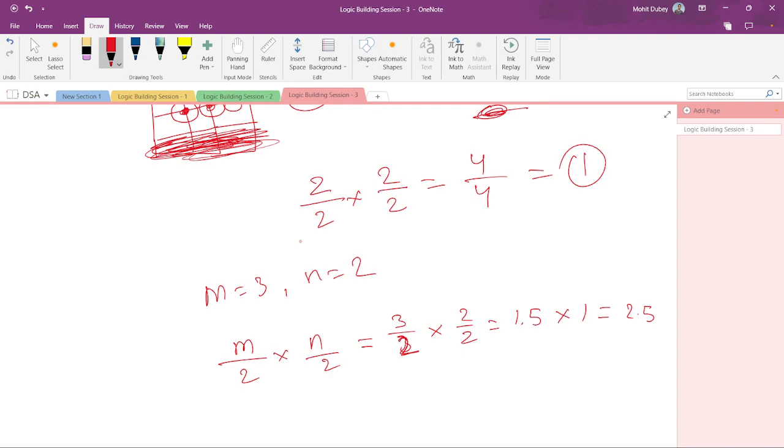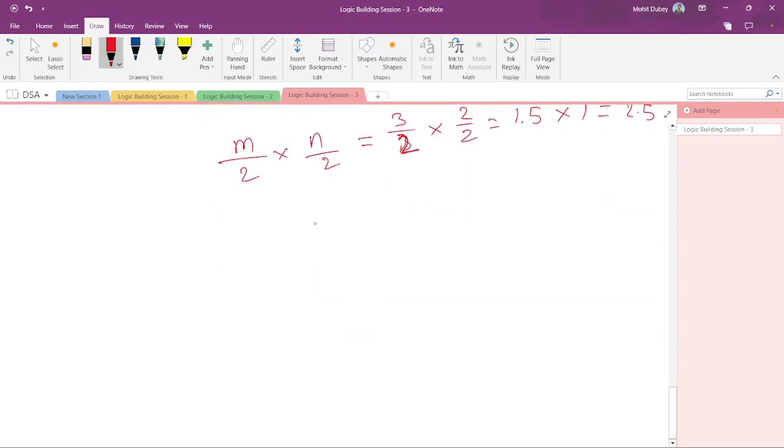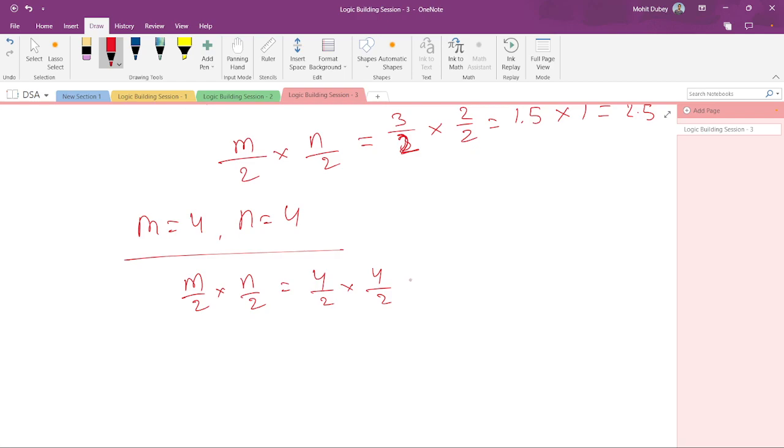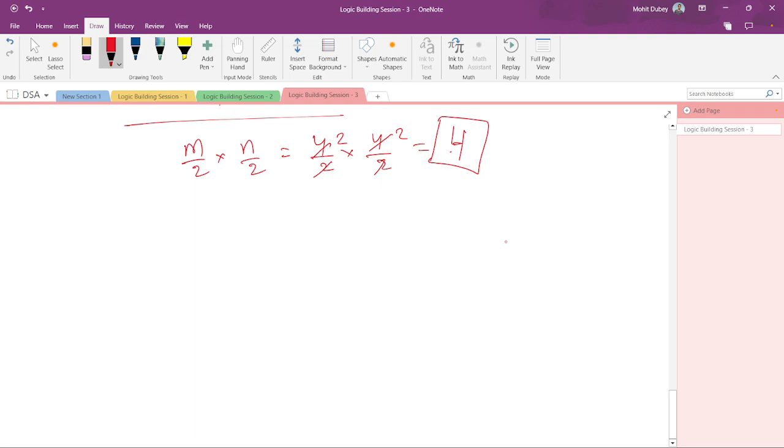What if m and n are odd? So let's say m is equal to 4 and n is also equal to 4. In that case, what we were getting was m by 2 into n by 2, which is 4 by 2 into 4 by 2, equal to 2 ceil of 2 times 2 ceil of 2, so the answer was 4. Then we needed 4 supplies. So we are good if both of the values are even.